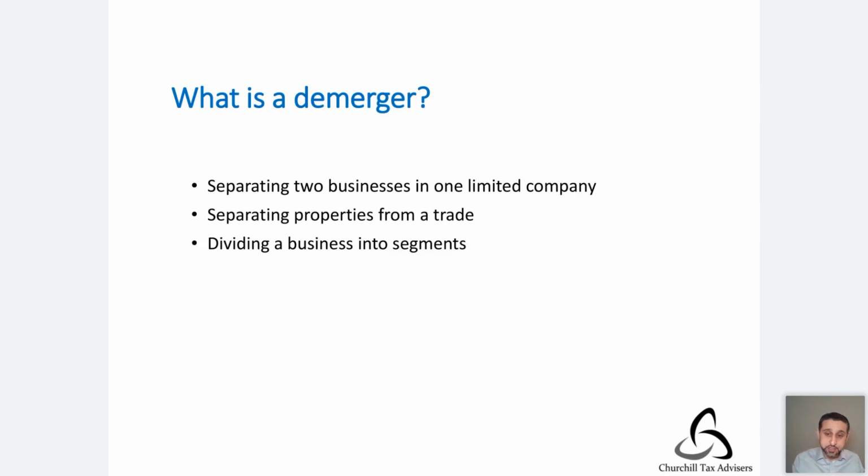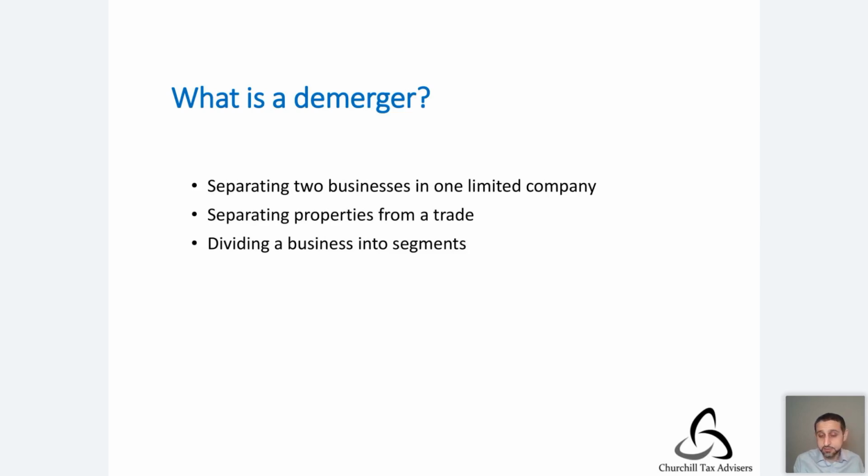This could be, for example, because the shareholders have different objectives now. One shareholder is focusing on one business, the other shareholder is focusing on the other. Or, for example, if we've got a trading business that has been buying properties, and the property portfolio has gone to a level where the shareholders are saying there is too much risk to keep the properties and the trade in one limited company, because if something goes wrong, then you lose the properties as well. So they want to separate out the properties.